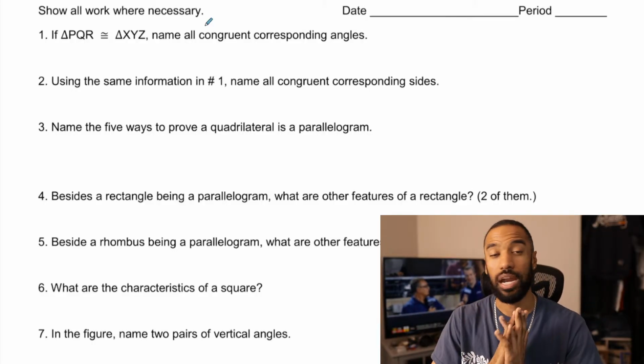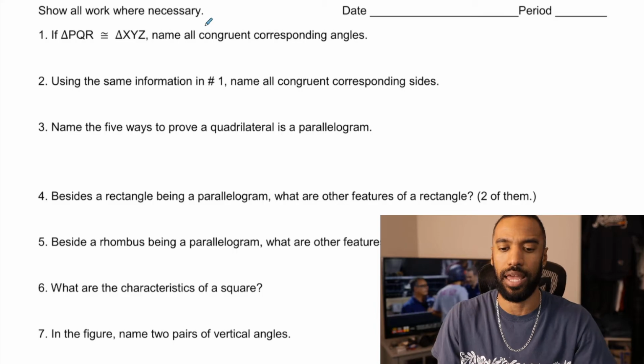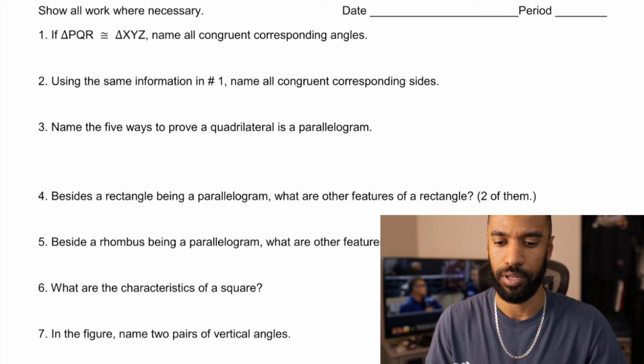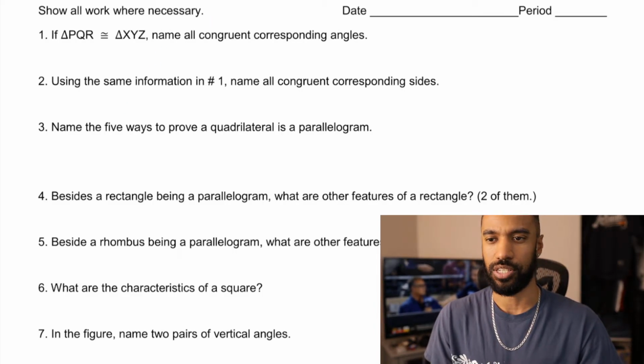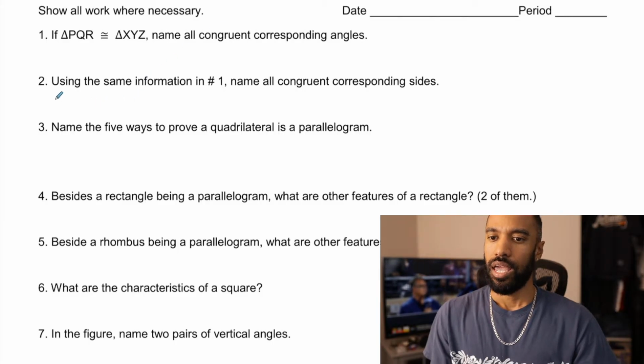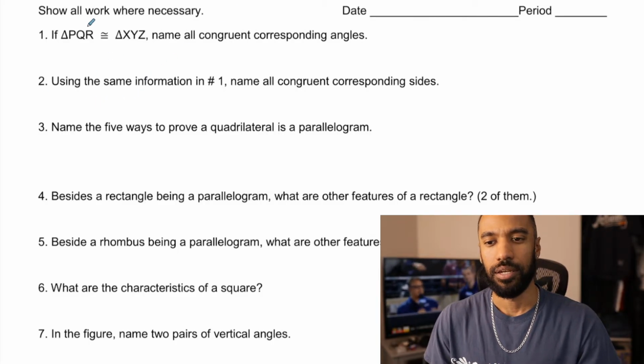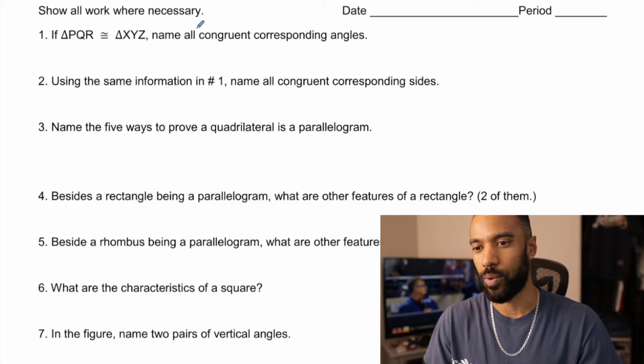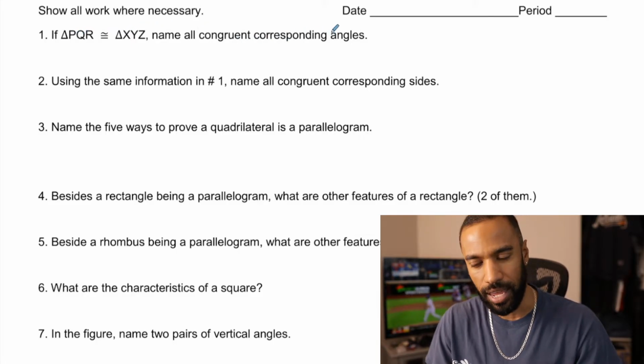All right, we got a bunch of problems to do here. Let's go ahead and get going. And we are, how far into our video now? 48 minutes in. Let's see how we go. If triangle PQR is congruent to triangle XYZ, name all congruent corresponding angles.